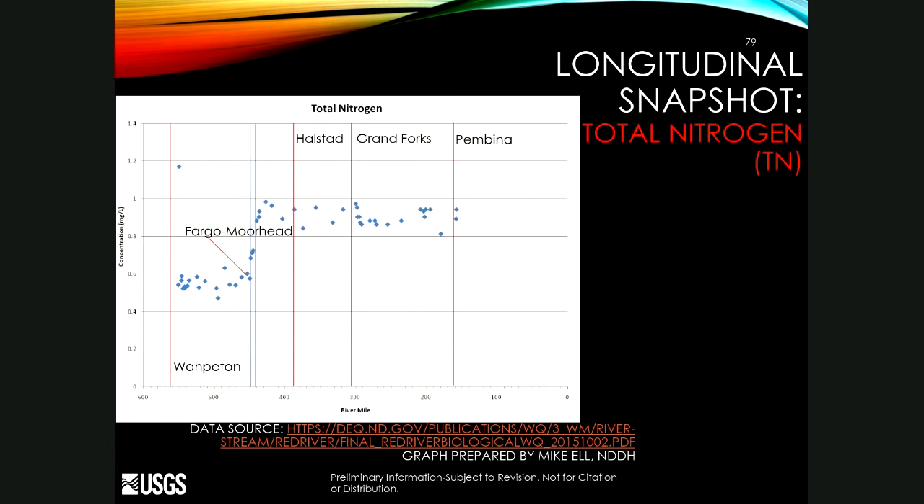This is going back to total nitrogen for that longitudinal snapshot, and it looks a little different than the phosphorus does in the sense that it's pretty stable, constant concentration from Wahpeton to Fargo, and increases downstream of Fargo, which is what phosphorus did as well. But then there is a more or less unchanging concentration of total nitrogen as we go from Fargo-Moorhead to the border.